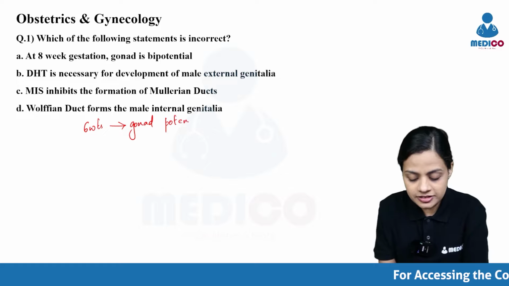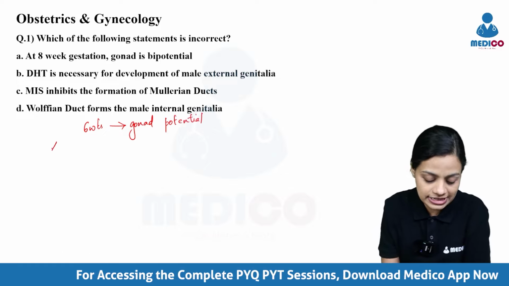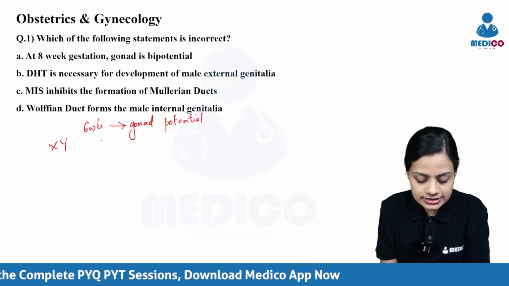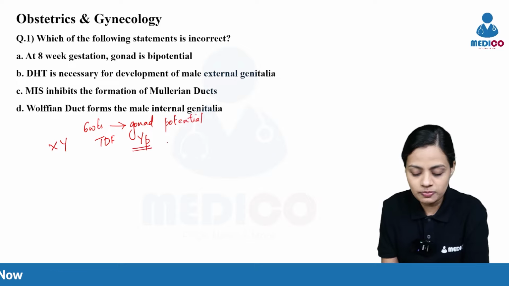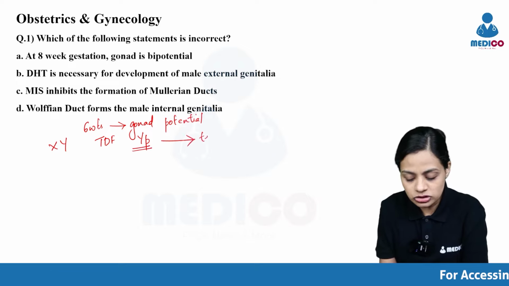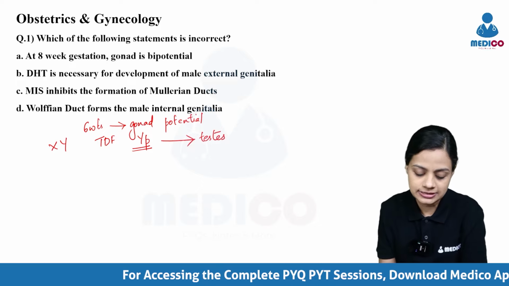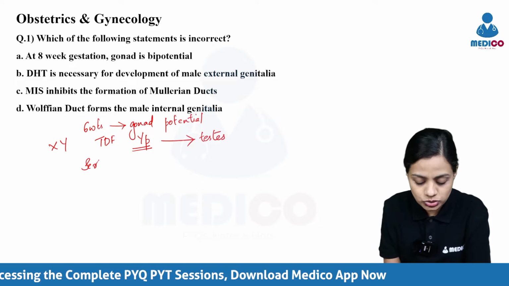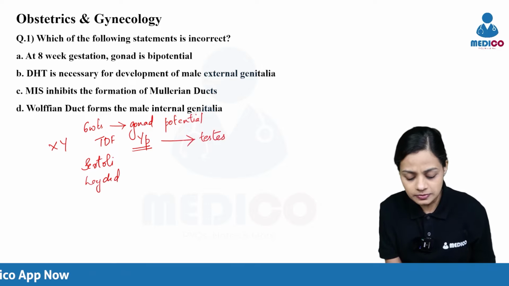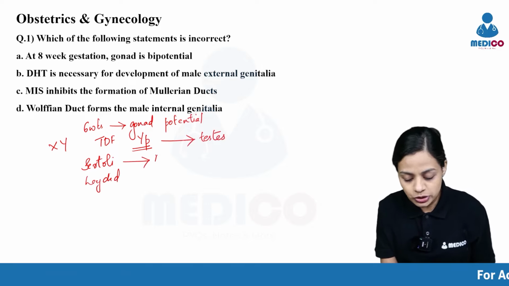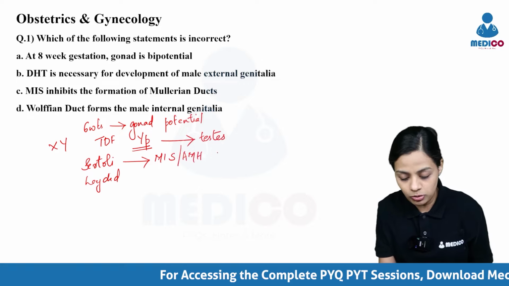Okay. After that, if the chromosome complement of the embryo is XY, there is a testicular determining factor on the short arm of the Y chromosome, and this leads on to the formation of the testis. The bipotential gonad is transformed into the testis. The testis, you all know, has two types of cells, the Sertoli cells and the Leydig cells. The Sertoli cells produce Mullerian inhibiting substance, also known as the anti-Mullerian hormone.